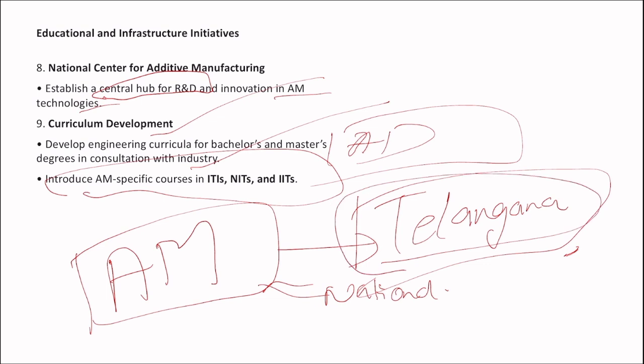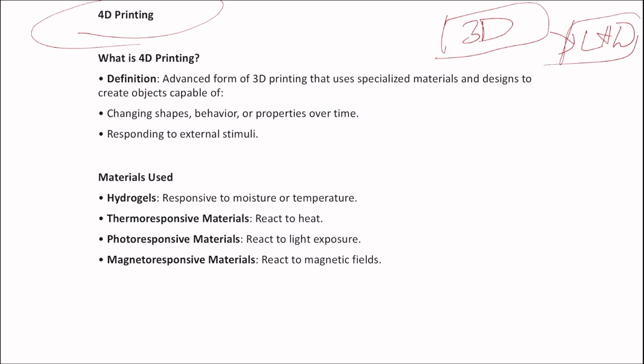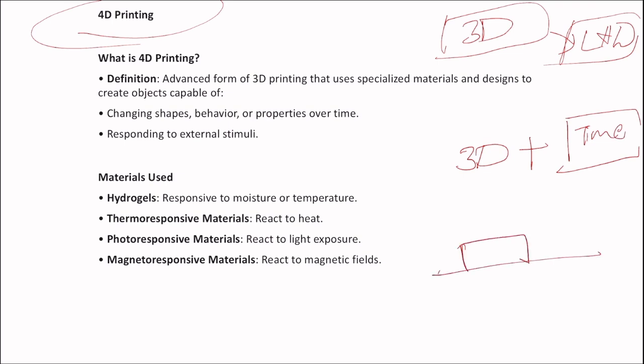And coming to the last, 4D printing. So what is 4D printing? Initially I told you 3D means 3 dimensions: length, height, width. What is 4D? 3D plus, most probably, time. I'll tell you an example. A car which is in steady motion is called 3D. When a car is moving with respect to time, so it is changing its form with respect to time, then it is called a 4D object.